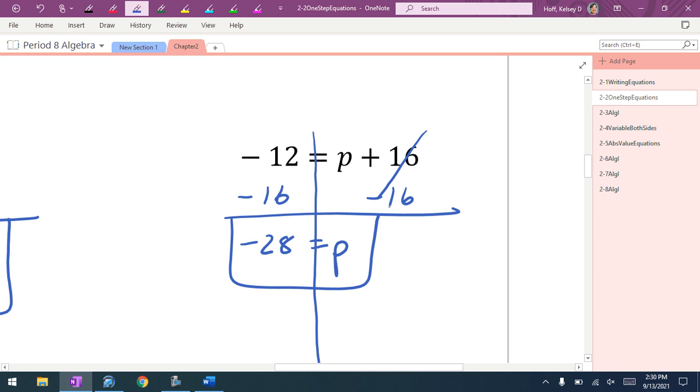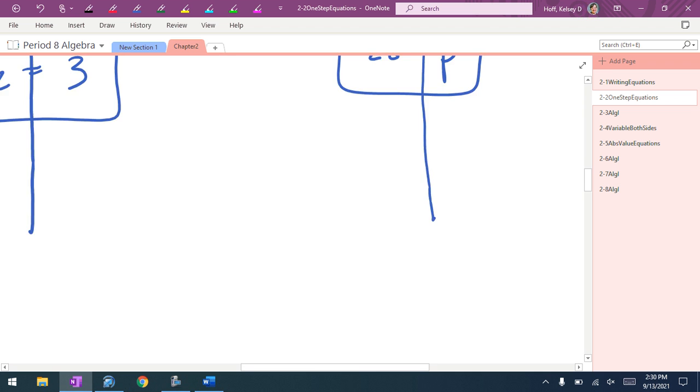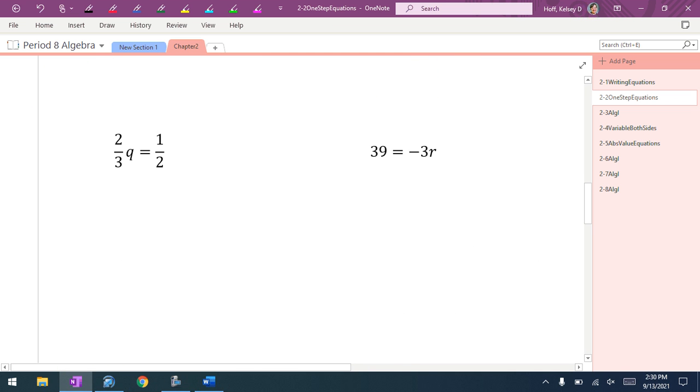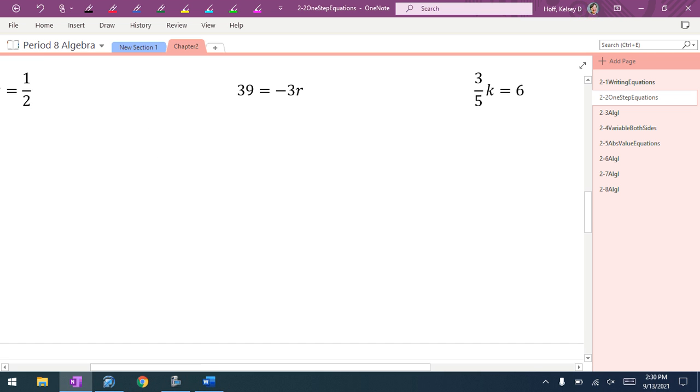You're like, Ms. Hoff, we did a 1-5 worksheet on this already, right? And you did. Those first two we absolutely 100% did. But we also might have one-step equations today that aren't just addition and subtraction. Okay? Let's start in the middle.